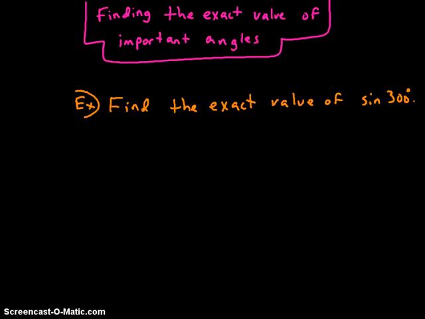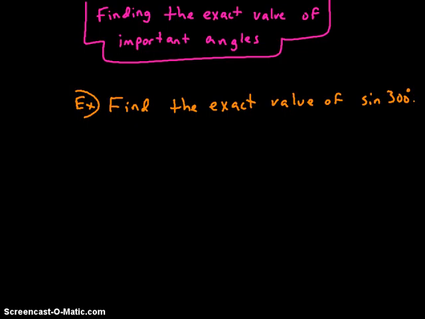Finding exact values of important angles. So basically the important angles are the angles you see on the unit circle. When we say those important angles, we're referring to those angles. The reason they're important is they're always going to create a 30, 60, 90 or 45, 45, 90 right triangle. But in this one it says find the exact value of sine 300 degrees.